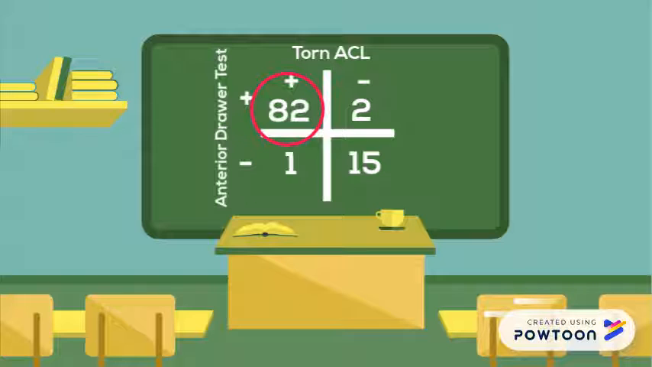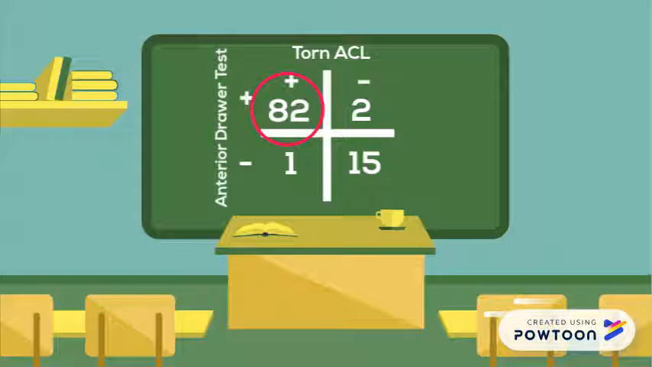On the box below, it shows that it is possible to have torn your ACL but not test positive on the anterior drawer test. There was one patient for this. On the top right corner, it shows that it is also possible to test positive on the anterior drawer test but not have a torn ACL. There were two patients for this.